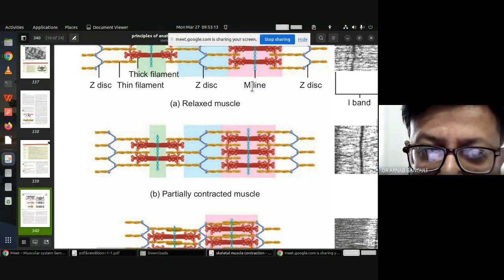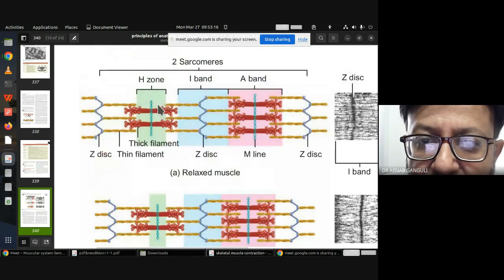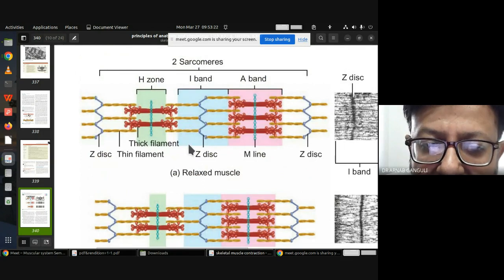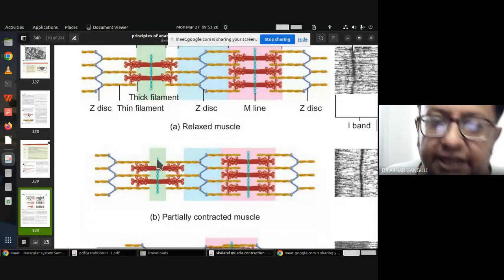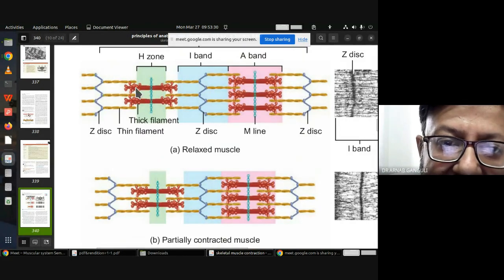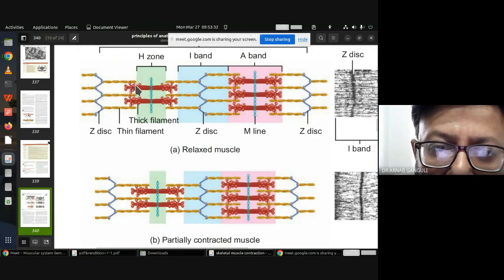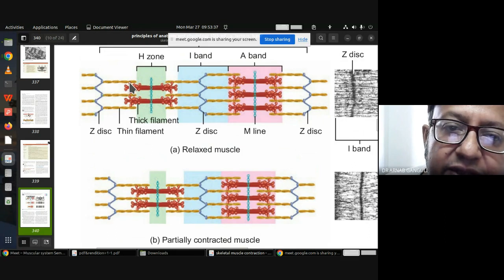So you see that this region known as the H zone is becoming smaller because they are moving towards each other. So the thin filaments are sliding on top of the thick filaments, on top of the myosin heads.